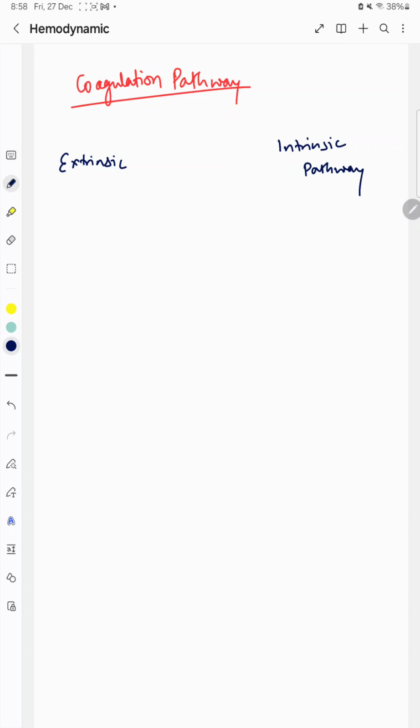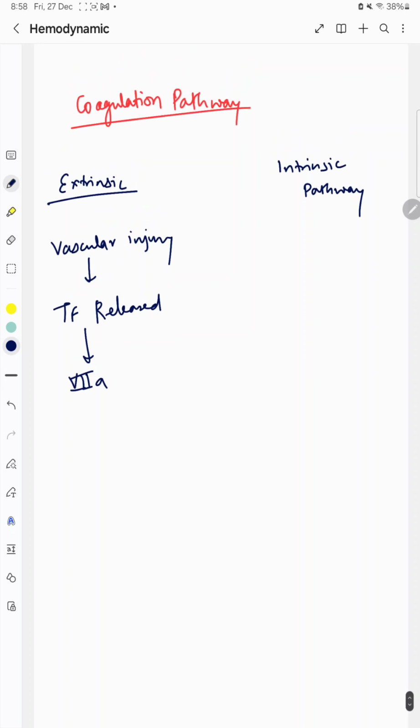In the extrinsic pathway, after vascular injury, tissue factor is released, which activates factor 7. A denotes activated factor. And factor 7a activates factor 10.